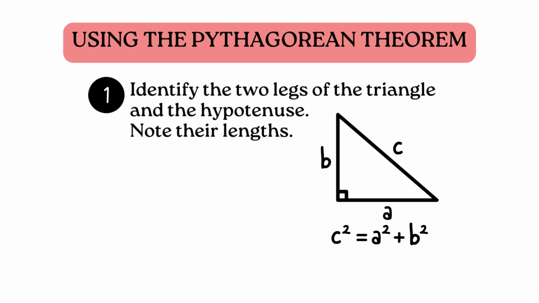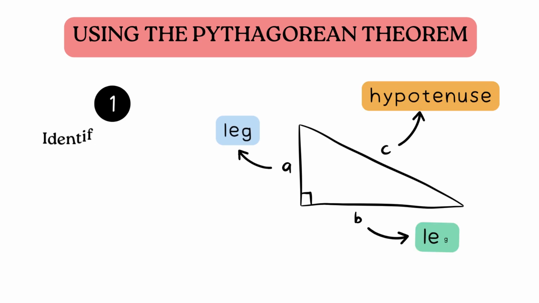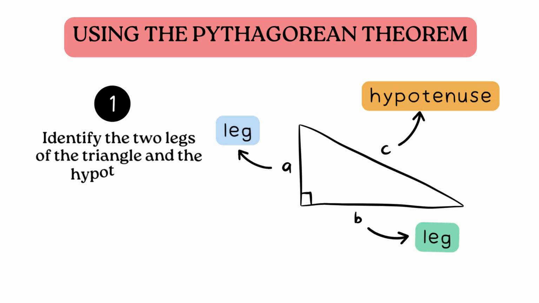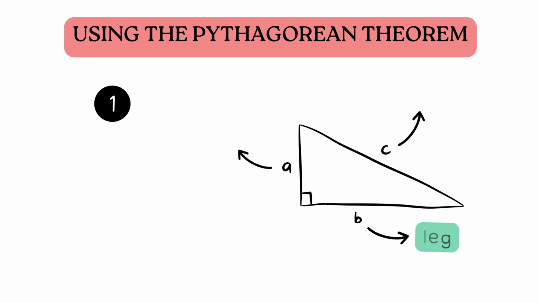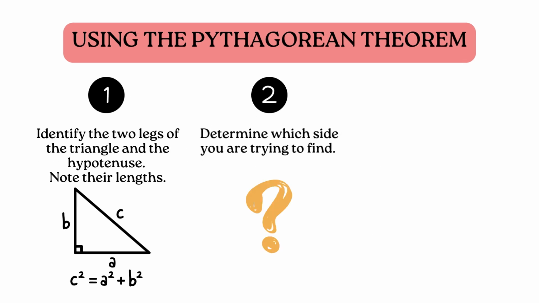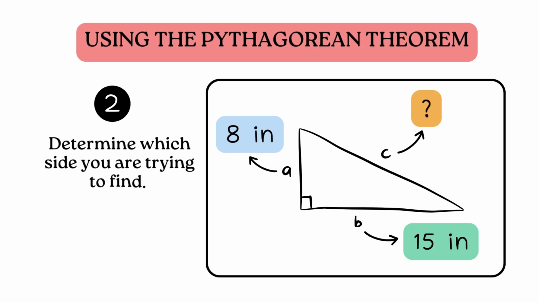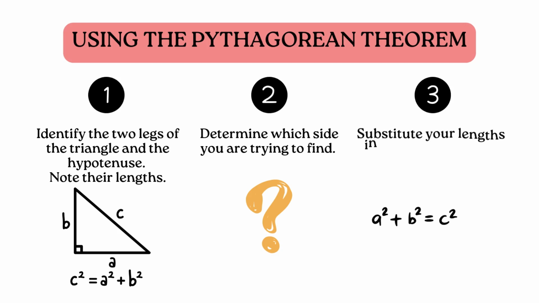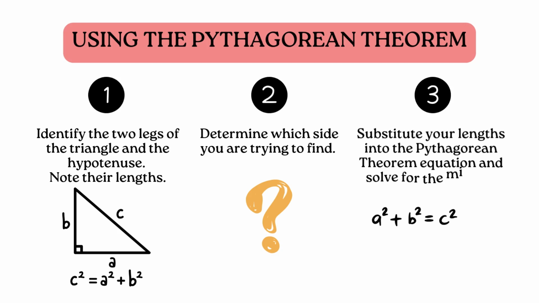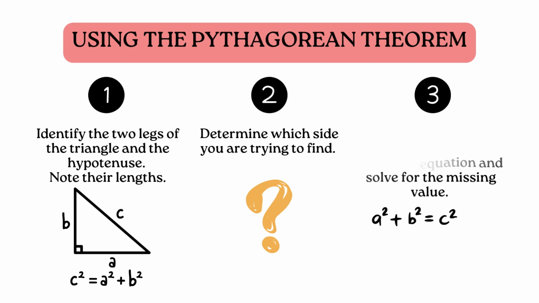So using the Pythagorean theorem, you need to identify the two legs. Here are the two legs of the triangle and the hypotenuse. Note their lengths, and determine which side you are trying to find. Like here is an 8-inch and a 15-inch side, so we need to find C. Substitute your lengths into the Pythagorean theorem equation and solve for the missing value. That is the formula you need to remember: a squared plus b squared equals c squared.